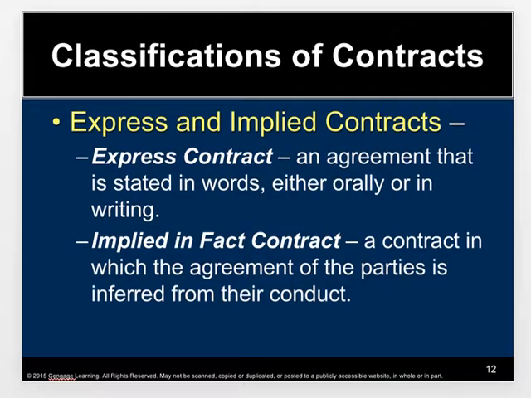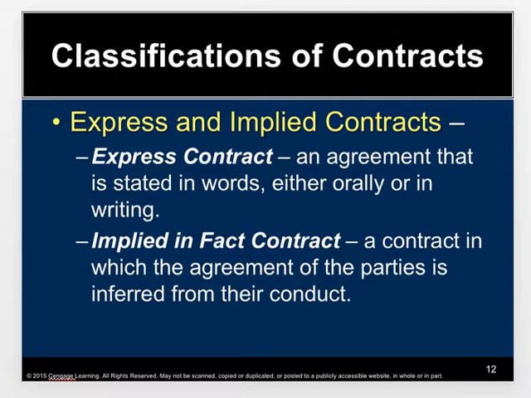All right, so let's talk about classifications of contract. As I'm sure you've seen already in the law, we like to make a lot of different classifications. So one of the first classifications of contract is either an express or an implied contract. Express, probably the easiest to understand and probably the one that most of you are familiar with. And that's an agreement that is stated in words, either orally or in writing. Most contracts are in writing.